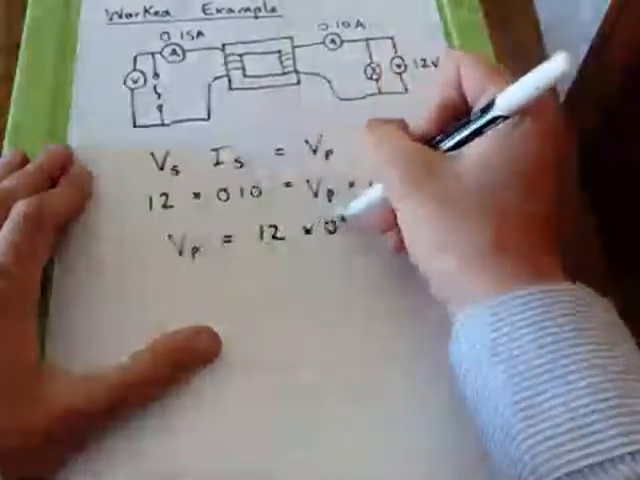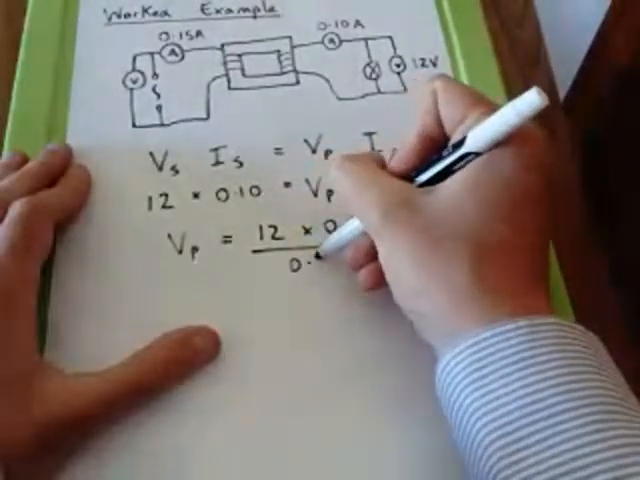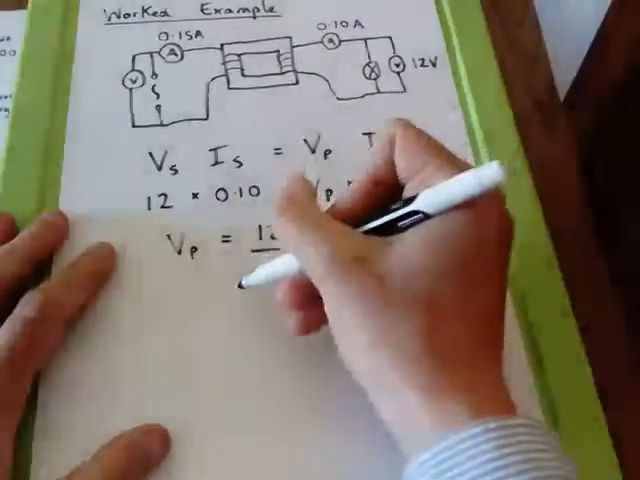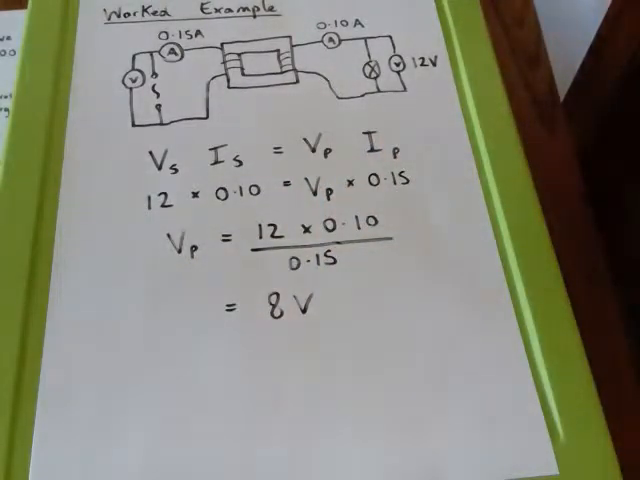12 times by 0.10, all divided by 0.15. And I'll run that through a calculator. And again, please quibble and query if you think I'm wrong on any of this, but I get the answer 8 volts. So again, it's just another equation you can use to find out a different set of things about transformers. Well, let me just adjust my camera and then set you off on some work.